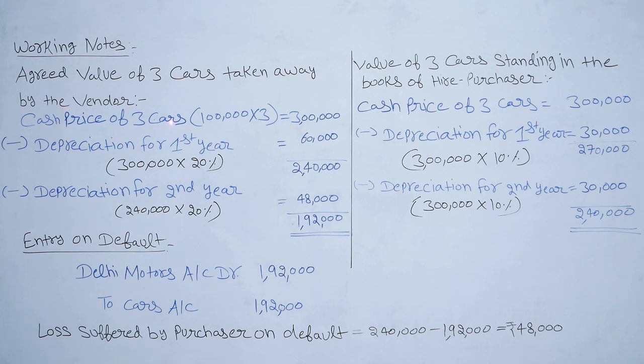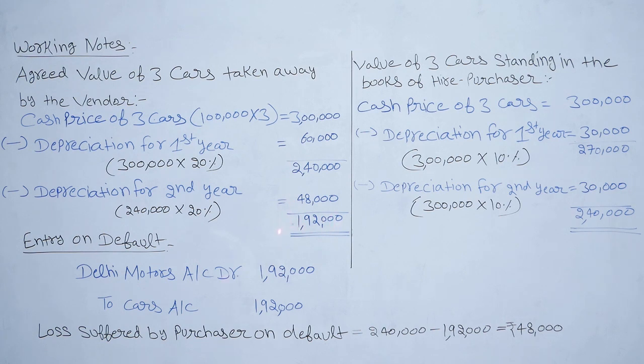So cash price of 3 cars will be 3 lakh. 1 lakh rupees per car into 3 is equal to 3 lakh. Minus depreciation 20%, 3 lakh into 20%, then we get 60,000. After deducting 60,000 from 3 lakh, we get 2 lakh 40,000. Depreciation for second year, now we will charge depreciation on written down value. Here written down value is 2 lakh 40,000 into 20%, then we get 48,000. So after deducting 48,000, we get 1,92,000.